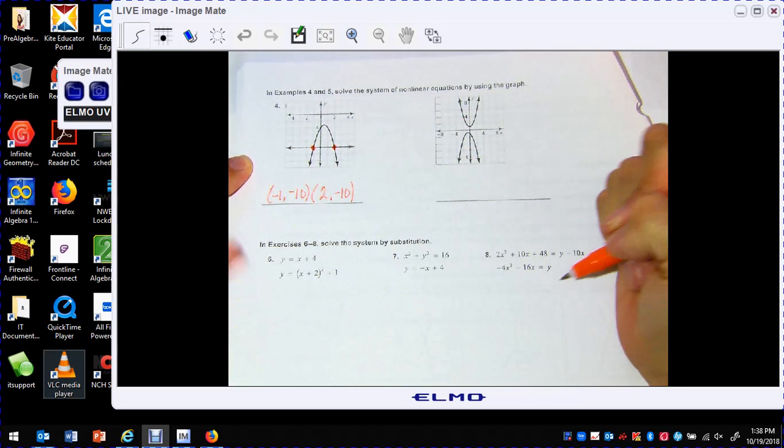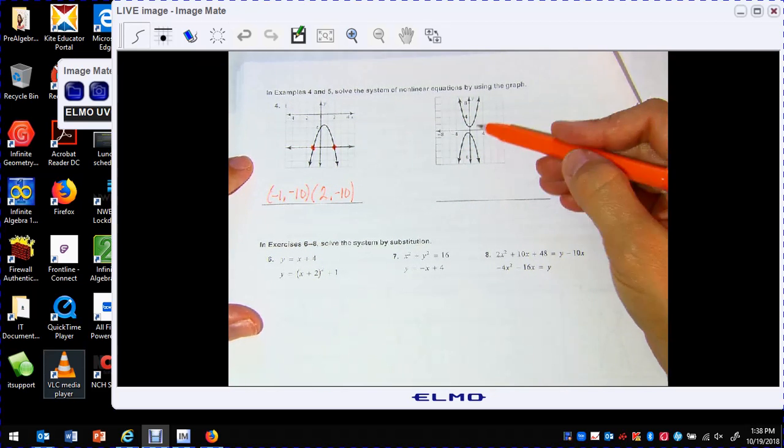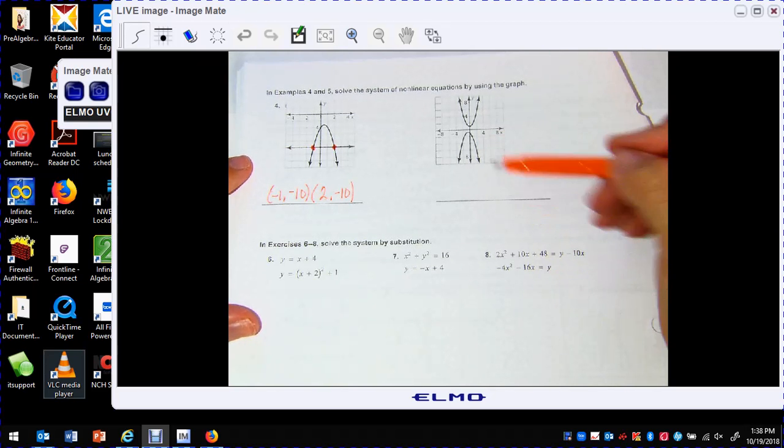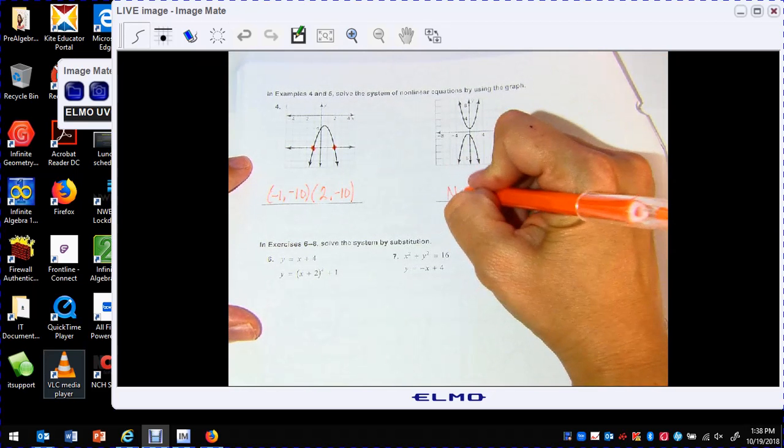All right. So there's where they intersect. Now, you read this graph. Where do they intersect? They don't. So there is no solution.